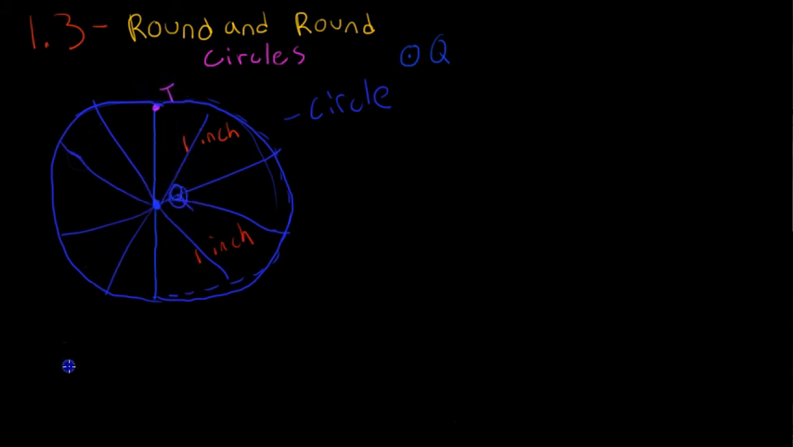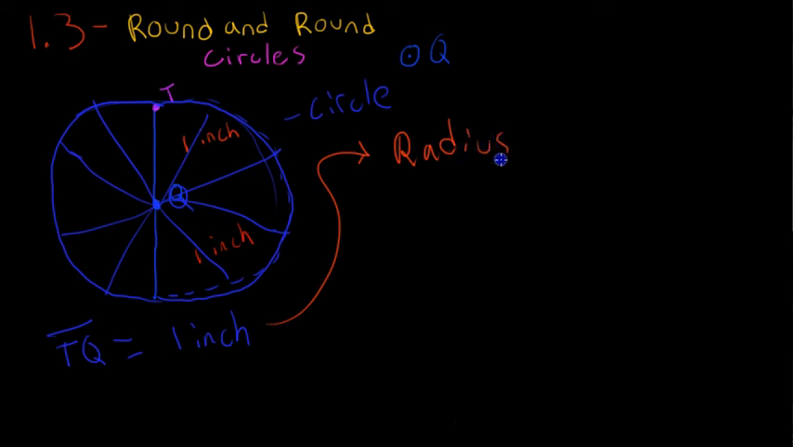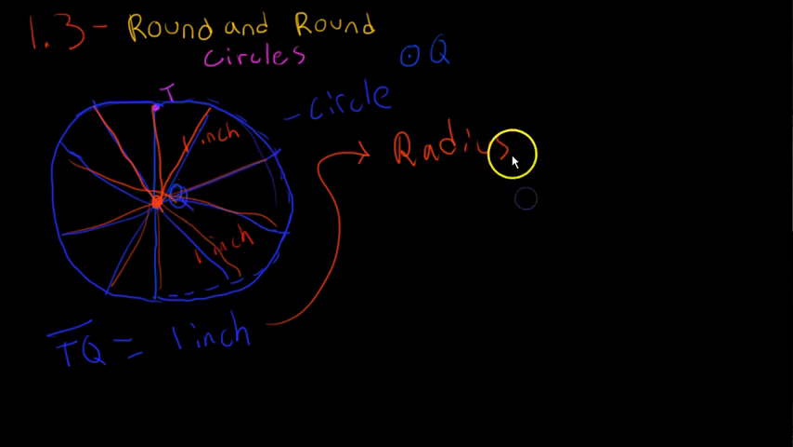So now we have this segment TQ, right? Well, what's the length of segment TQ? Well, we know that that's 1 inch, right? We also know that that's something called a radius. A radius is the distance from the center of the circle to the side, any point on the side. So all these lines that I've drawn here are radii, they're radiuses, and they all have a length of 1 inch. So the radius of this circle would be 1 inch, right?